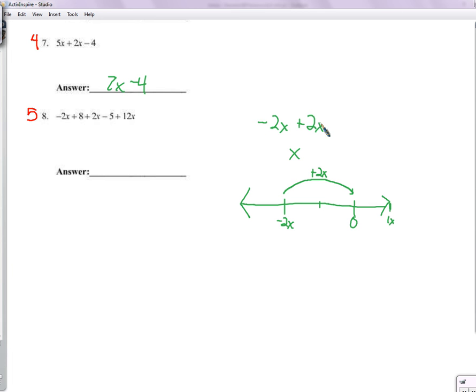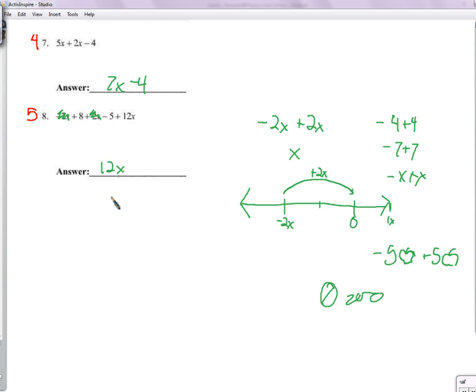So I take something negative and add exactly the same thing to it, but the positive version, like negative 4 plus 4, or negative 7 plus 7, or negative x plus x, or negative 5 apples plus 5 apples. All of these, including this one, all come out to be 0. Okay, so negative 2x plus 2x, they just cancel each other out, so we can just scribble those guys out. The only x's left are 12x, okay?